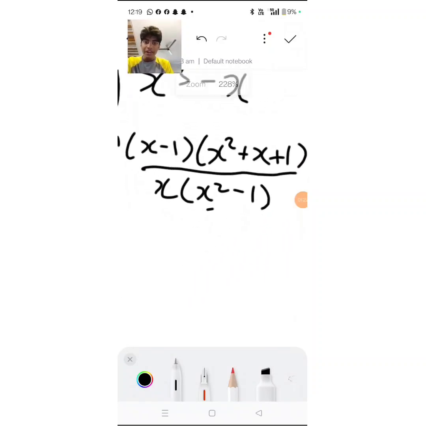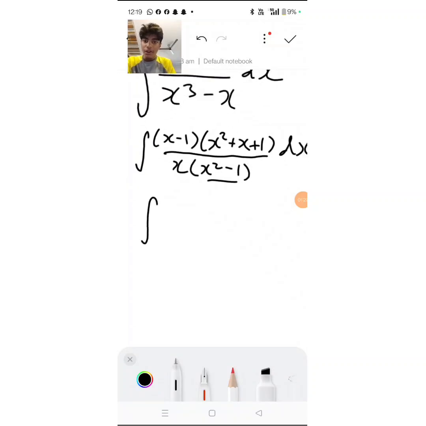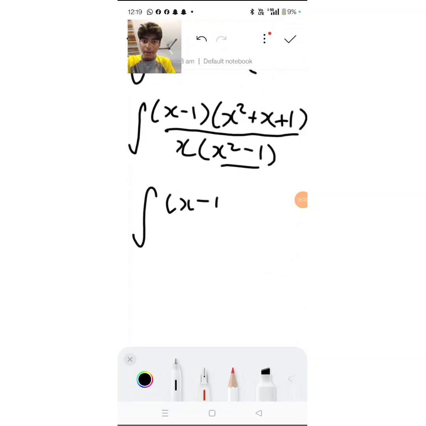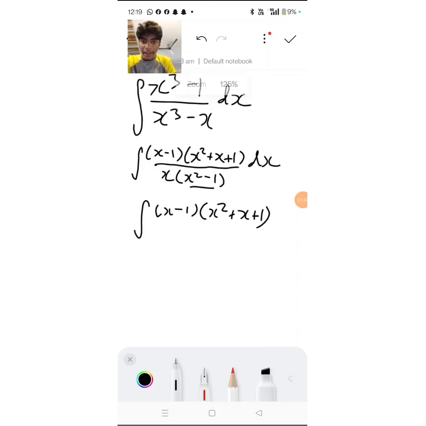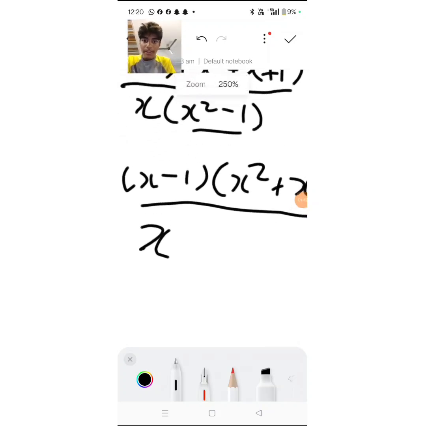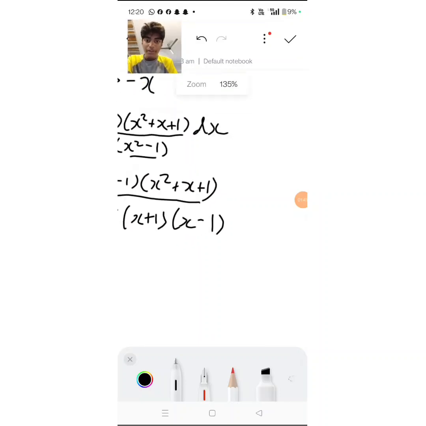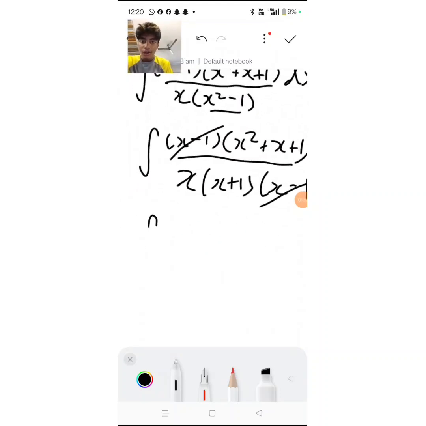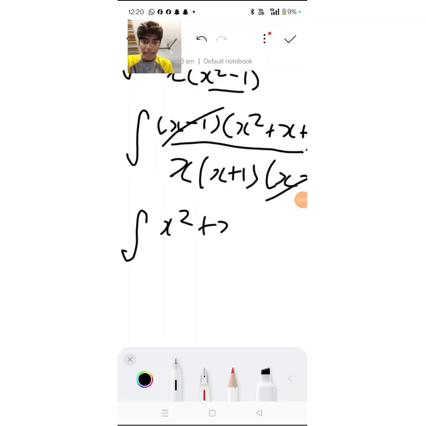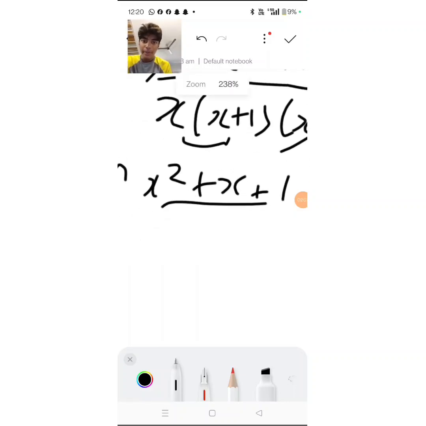Now as you can see, there's another identity here, x squared minus 1. So we can rewrite this as the integral of (x minus 1) into (x squared plus x plus 1) divided by x into, now we can expand this into (x plus 1)(x minus 1), because this is none other than an identity, right? So we can cancel this with this, and we are just left with the integral of (x squared plus x plus 1) divided by, now we can multiply x with this, so we open the bracket, x squared plus x dx.